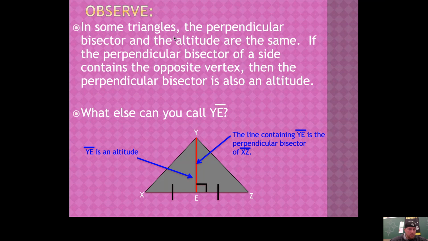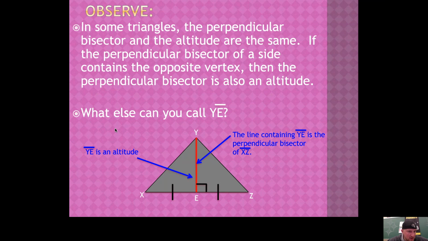Here's an observation. In some triangles, that perpendicular bisector, that would be this segment, this is a perpendicular bisector because this is a midpoint and this is a right angle. And the altitude, this is also an altitude because that's a vertex and this is a right angle. Sometimes those two segments are the same segment. If the perpendicular bisector of a side contains the opposite vertex, then the perpendicular bisector is also an altitude.